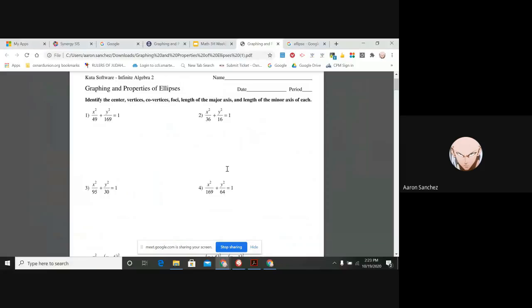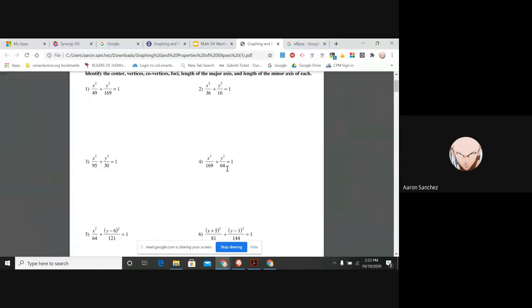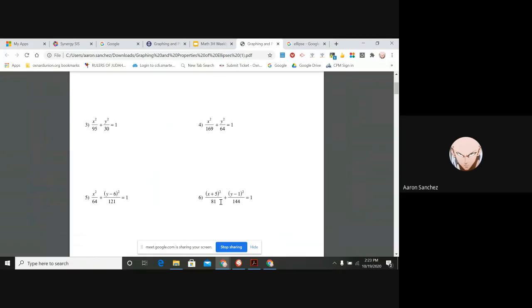Where are we? We're right here. Okay, let me find one. I'll answer all these questions. It has a center. Let's do number 6. This is a great one. Number 6 is (x plus 5) squared divided by 81 plus (y minus 1) squared divided by 144 equals 1. Okay, so my a is going to be 9, my b is going to be 12.